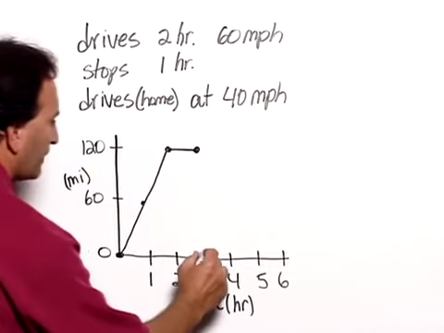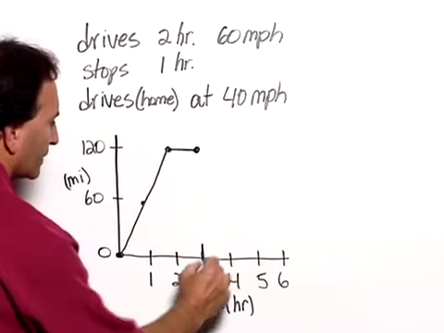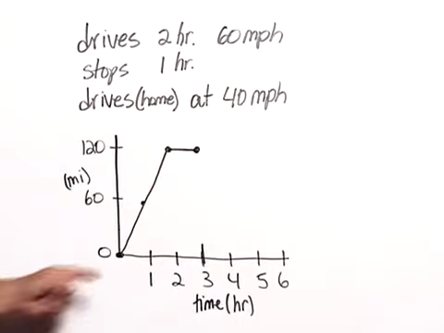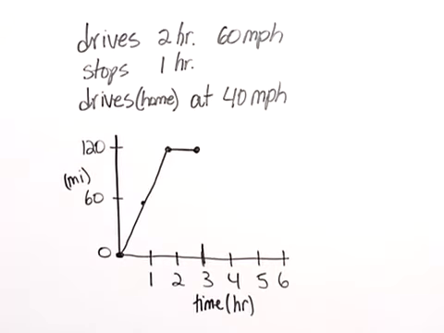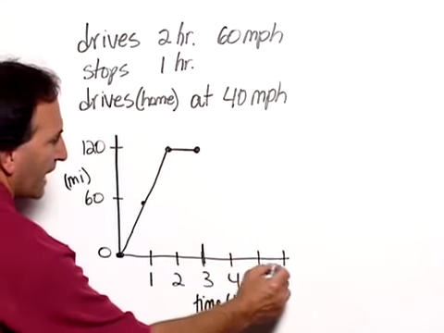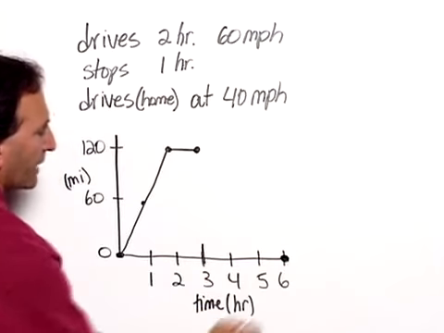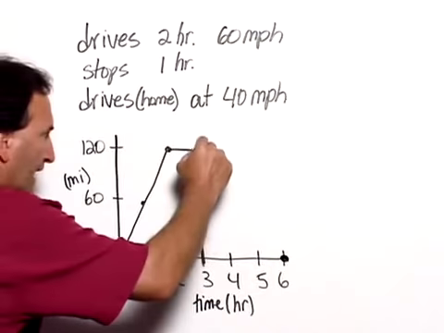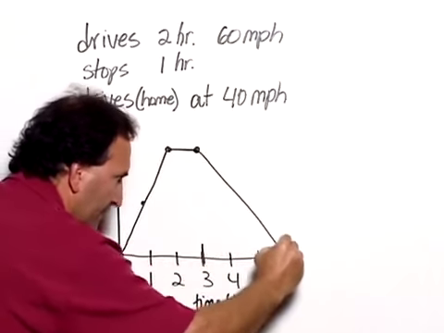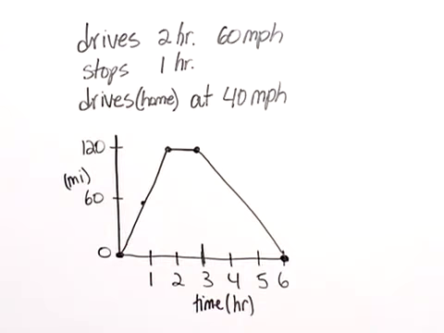Well, that's at 3 o'clock that the person starts home. And they have 120 miles to drive. That's going to take them 3 hours. So they'll get back home at the end of a total of 6 hours. And so that part of the graph would look like this.